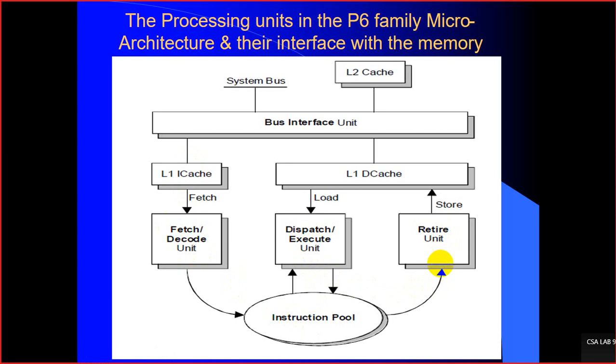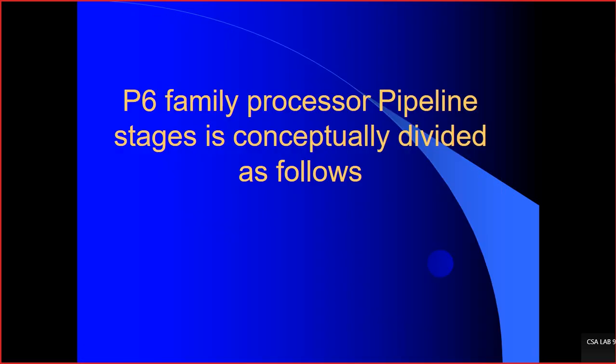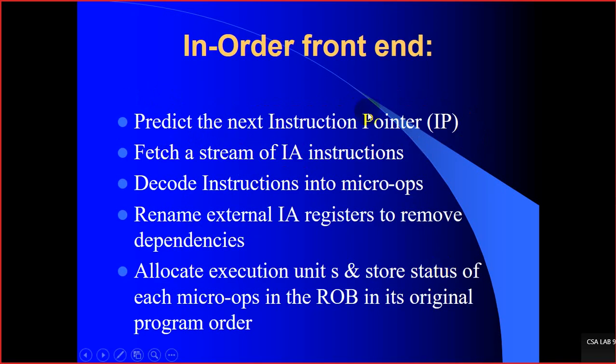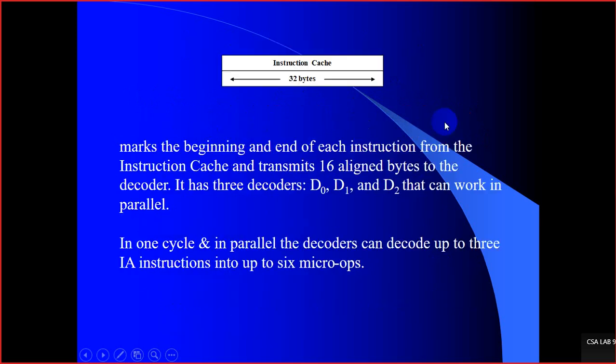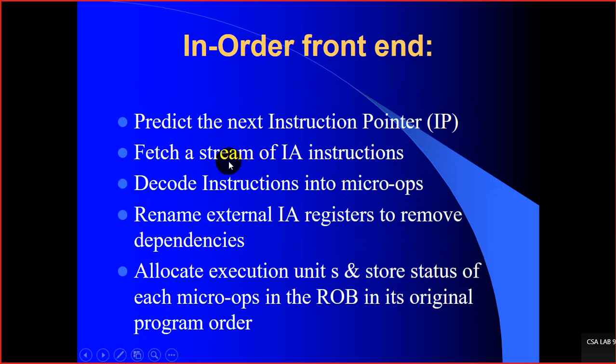Okay. So let me explain in detail in terms of the Pentium processor. These are the steps for the in-order front end in the Pentium processor. Predict the next instruction pointer. Fetch a stream of Intel architecture instructions. Decode instructions into micro-ops. Rename external Intel architecture registers to remove dependencies. Allocate execution units and store the status of each micro-op in the reorder buffer in its original program order.